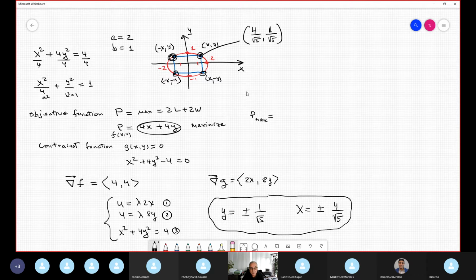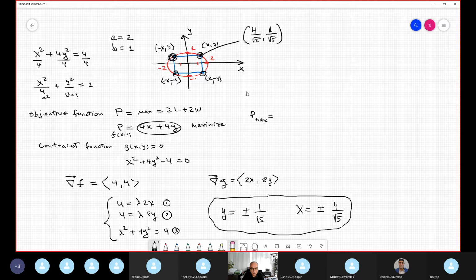This point is the point 4 radical 5, 1 over radical 5. In the second quadrant, you change the sign of the x value. In the third quadrant, both are negative, and in the fourth quadrant, y is negative, x positive. And we have 4 combinations to find the corners of this famous rectangle.